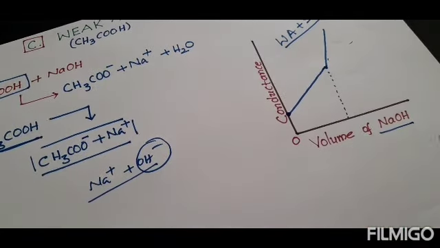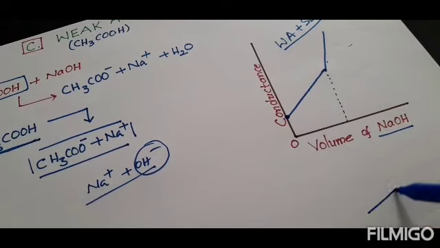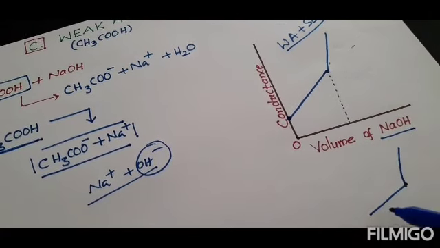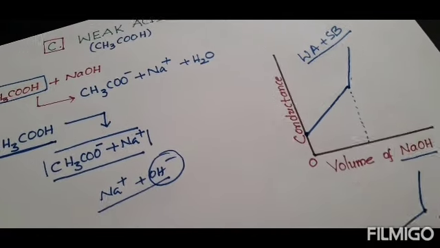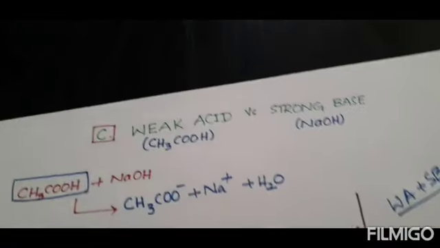So here the graphical line is represented like this. An increase and then an abrupt steep increase. This is for weak acid and strong base.